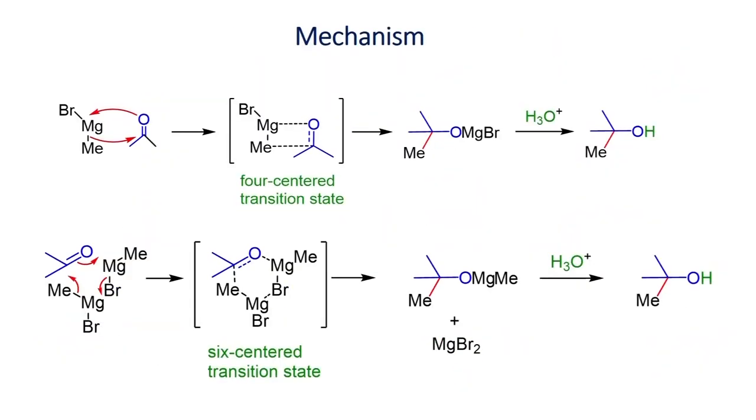There are two possibilities when you go for the mechanism of the reaction of Grignard reagent with carbonyl compounds. The first one involves bond breaking and bond formation between the magnesium and this methyl group, as well as between this methyl group and the carbonyl carbon, all taking place at the same time.